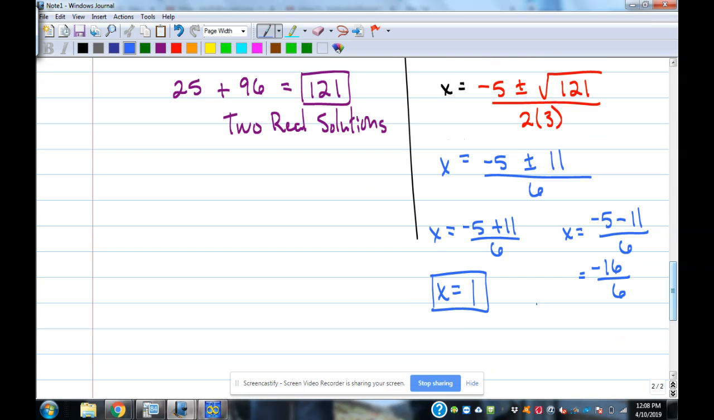Both of them are divisible by, well, don't think about factor trees because we're just reducing a fraction here. 16 and 6 are both divisible by what number? 2. So 16 divided by 2, negative 8. 6 divided by 2, 3. Do 8 and 3 have anything else in common? No. So we're going to leave it as that fraction. Reduce fractions as far as they'll go, but we're going to leave them like that. We've solved our first equation using the quadratic formula.